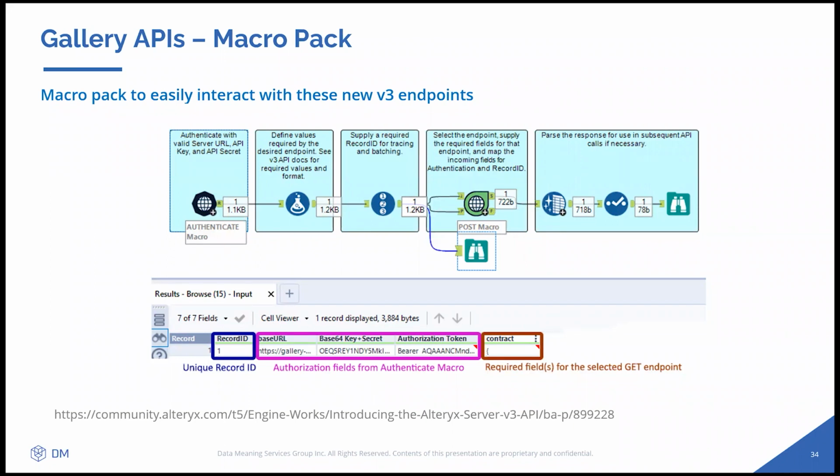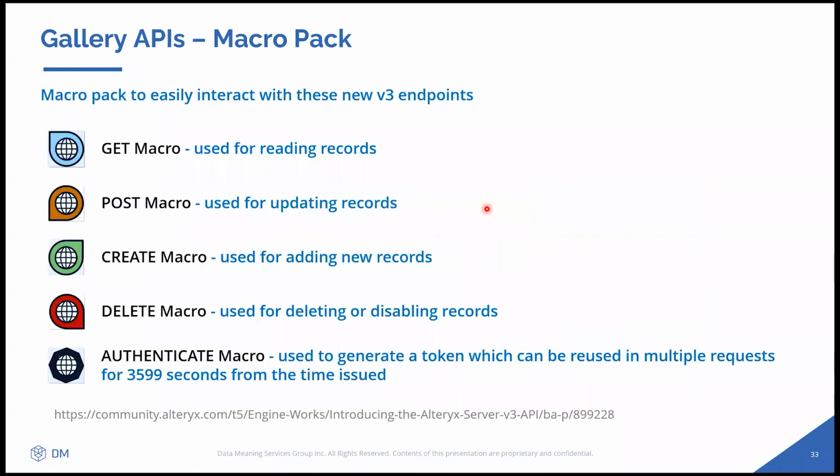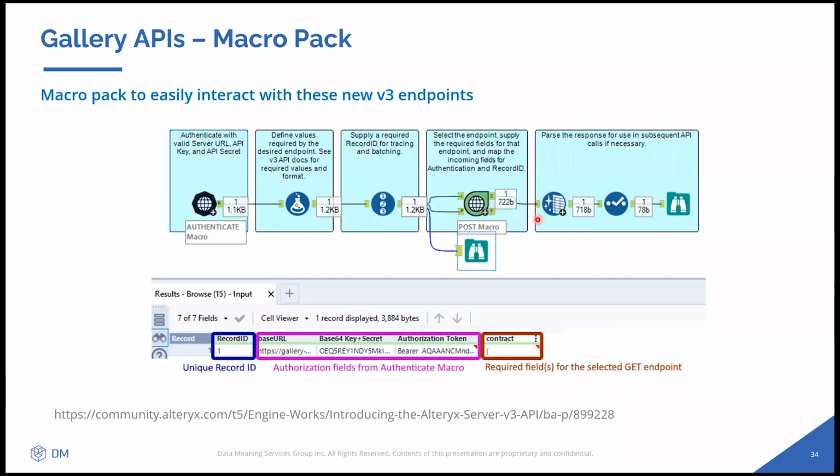This is an example of how to use those macros. You'll see there, authenticate, and then you're doing some formula. Then I have the create, and then retrieving the data, and then parsing the response from the API call. So it's pretty simple to install and use them. The link here points to the page on the community where you can download those macros, and you also have the documentation of those macros, how to use them. Okay.